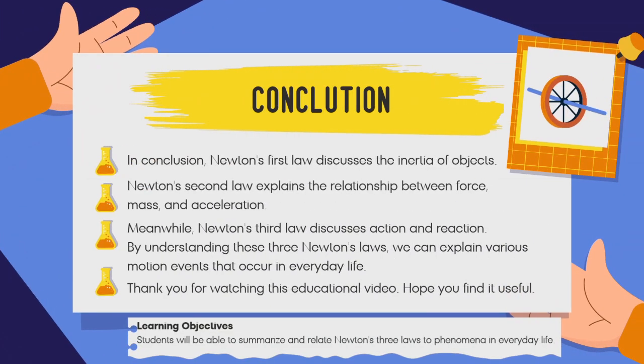In conclusion, Newton's first law discusses the inertia of objects. Newton's second law explains the relationship between force, mass, and acceleration. Meanwhile, Newton's third law discusses action and reaction. By understanding these three Newton's laws, we can explain various motion events that occur in everyday life.